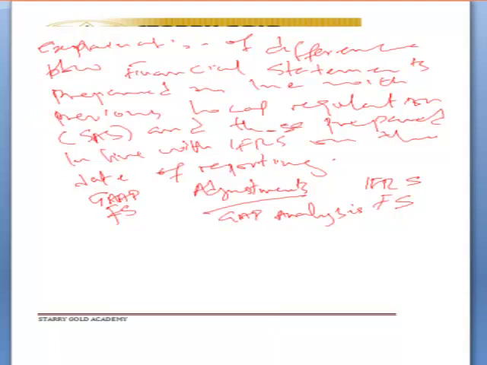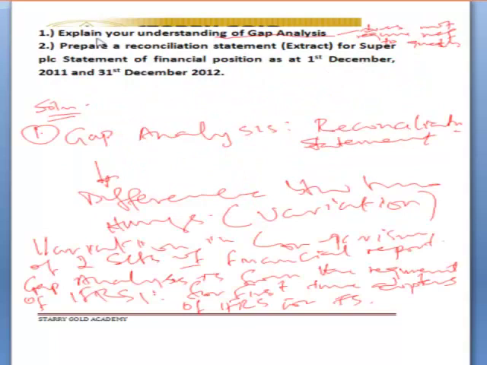The second question requires us to prepare a reconciliation statement. It says prepare a reconciliation statement extract for Super PLC statement of financial position as at 1st December 2011 and 31st December 2012. So look at this. It means this, like we have learned from our previous study, this is a requirement of IFRS 1 for disclosures for first-time adopters.